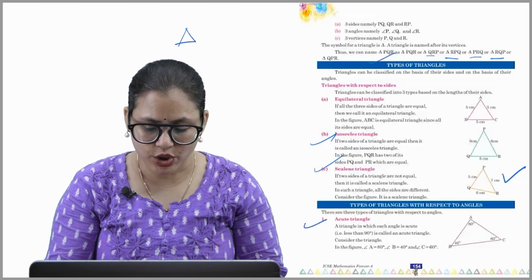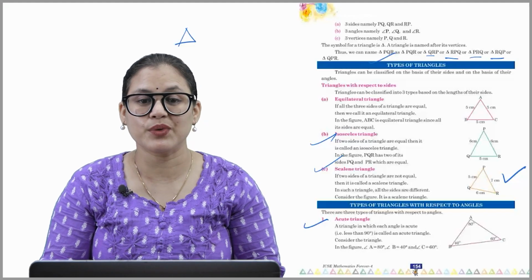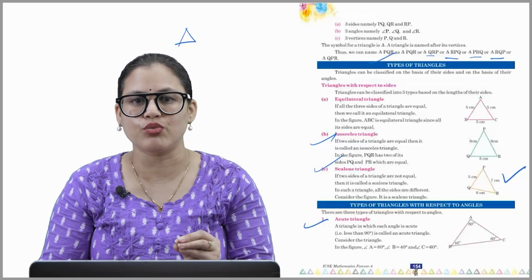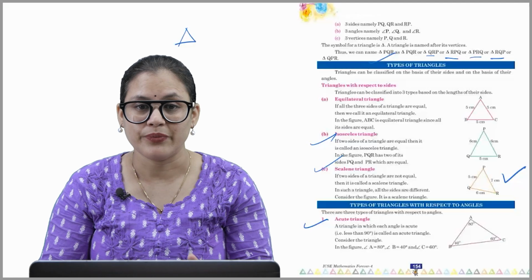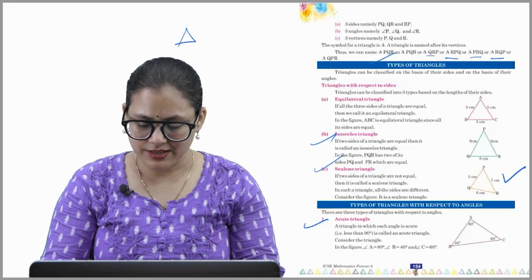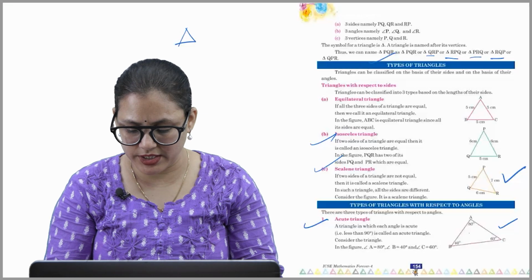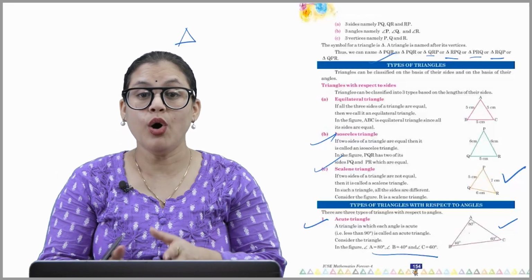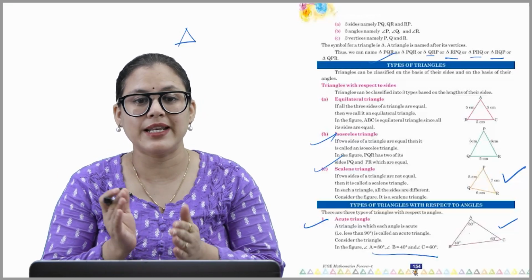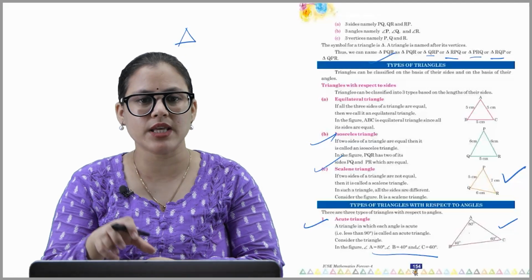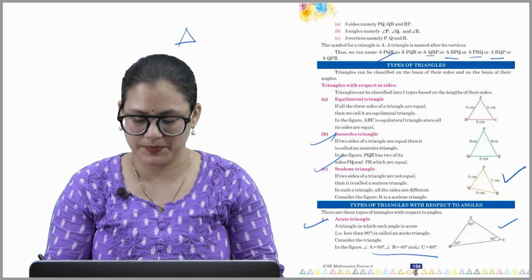Number 1, acute triangle. A triangle in which each angle is acute, meaning less than 90 degrees, is called an acute angled triangle. Consider the triangle. In the figure, angle A is 80 degrees, angle B is 40 degrees and angle C is 60 degrees, and all these 3 angles are less than 90 degrees. So this is an acute angled triangle.